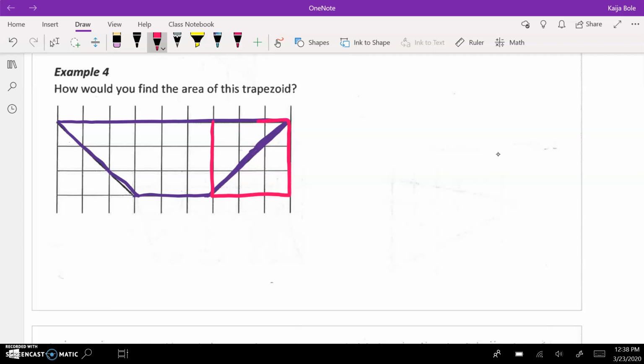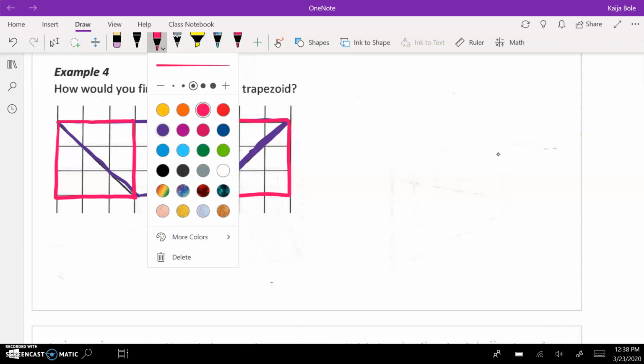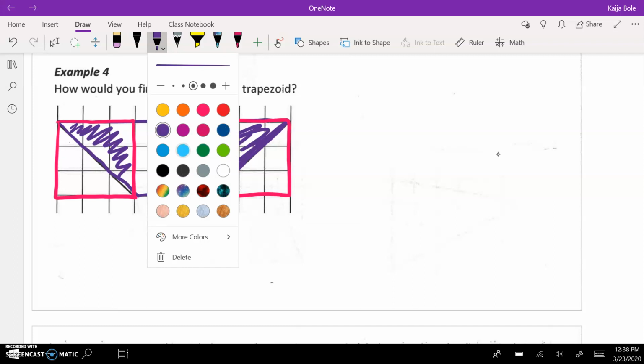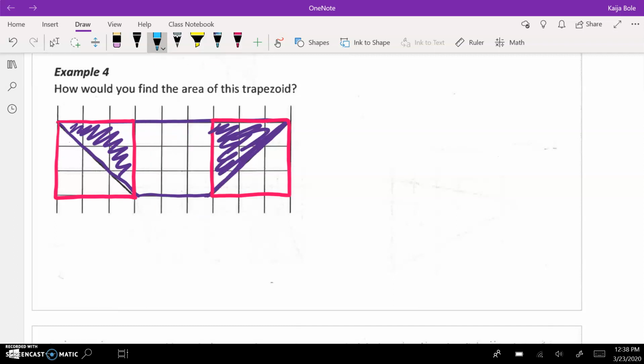I'm doing it in pink. And then we're going to do the same thing on the other side. So it's kind of like splitting this into 3 separate pieces, but remember we want this shaded part, and then we want this shaded part over here. But sometimes I do like to number them, so like this would be part number 1, then I have part number 2 in the middle, and then part number 3 over here.